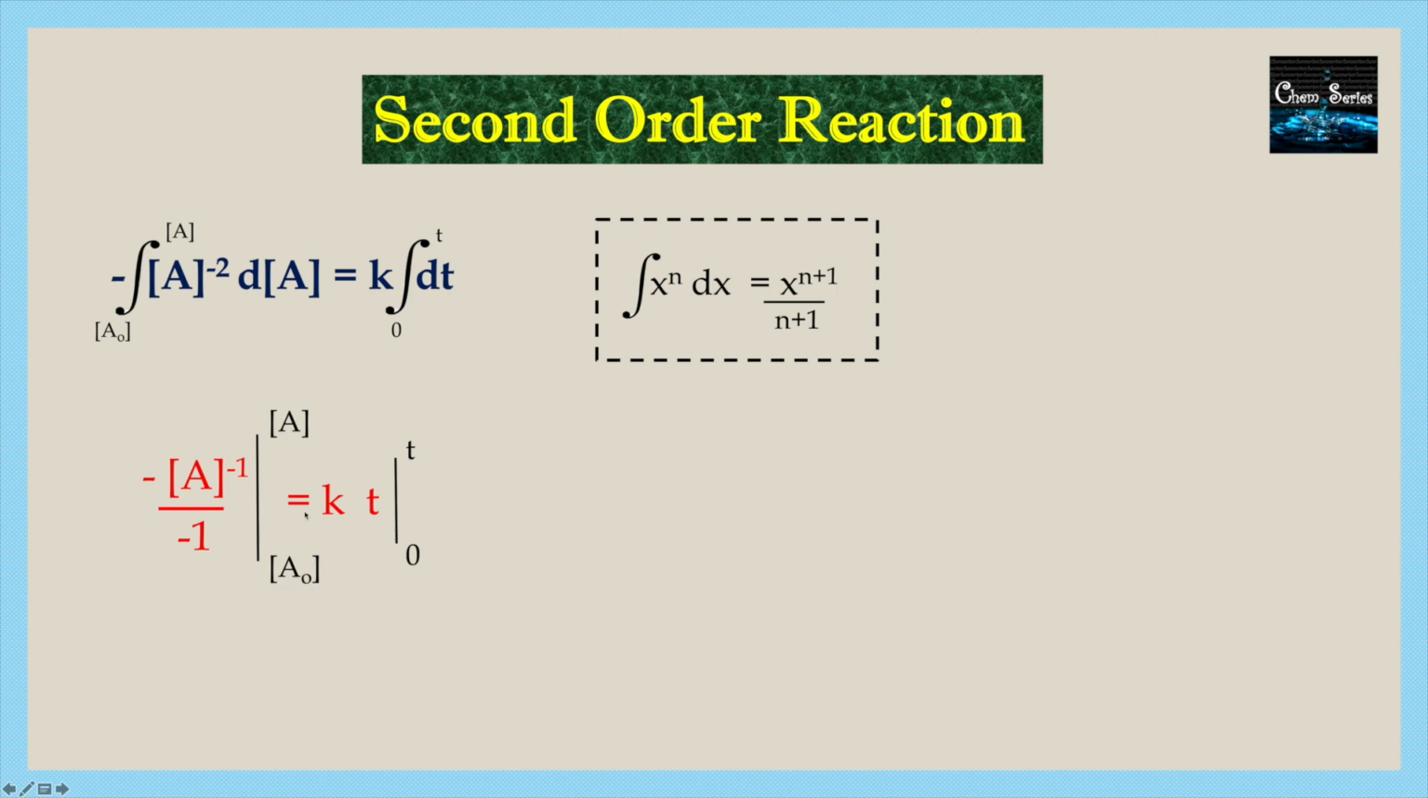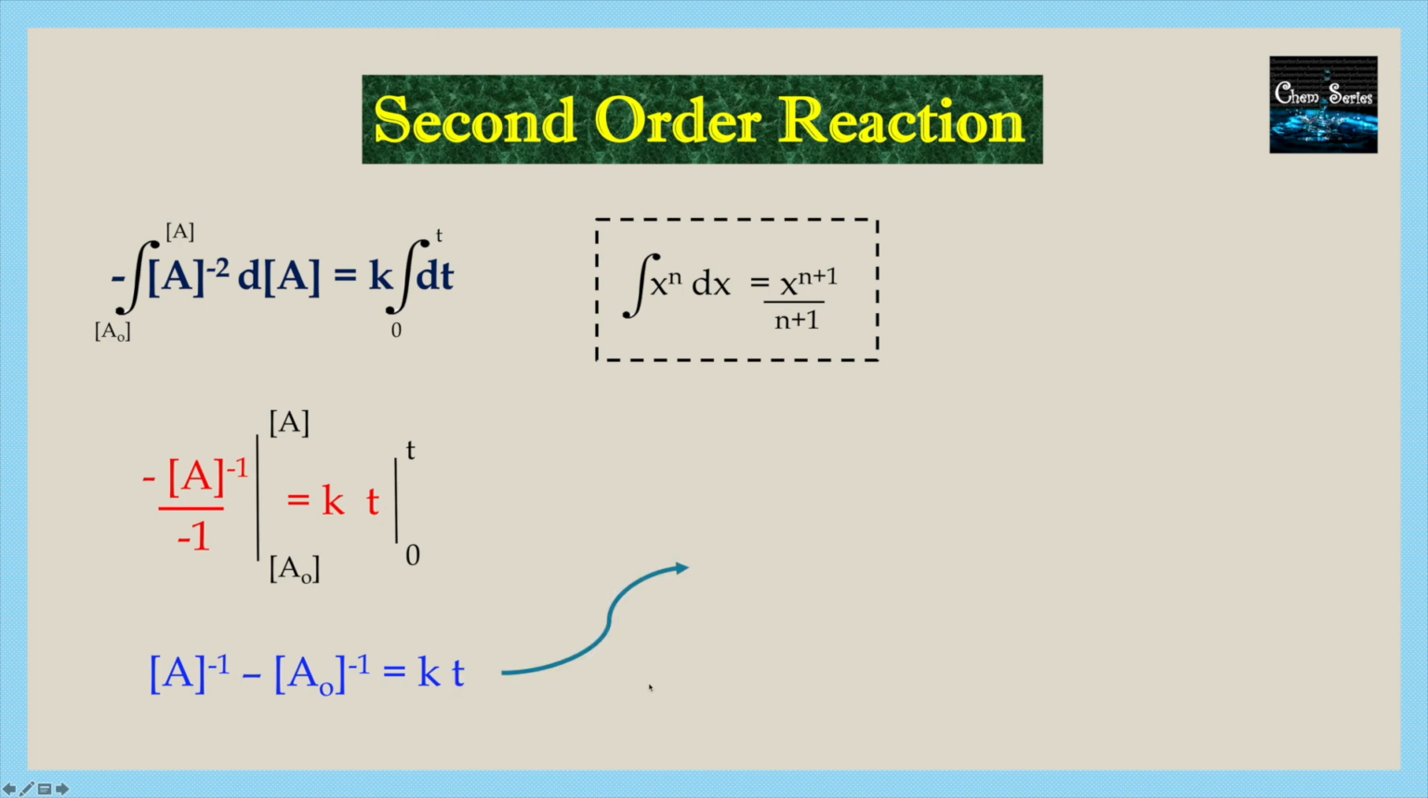concentration A naught, that is equal to, on integrating dt we get t. The upper limit is t and the lower limit is 0. So we have to subtract upper limit minus lower limit, right? So the upper limit is A and the lower limit is A naught, and you get A power minus 1 minus A naught power minus 1. This minus will be nullified, that is equal to kt. T minus 0 will be t.